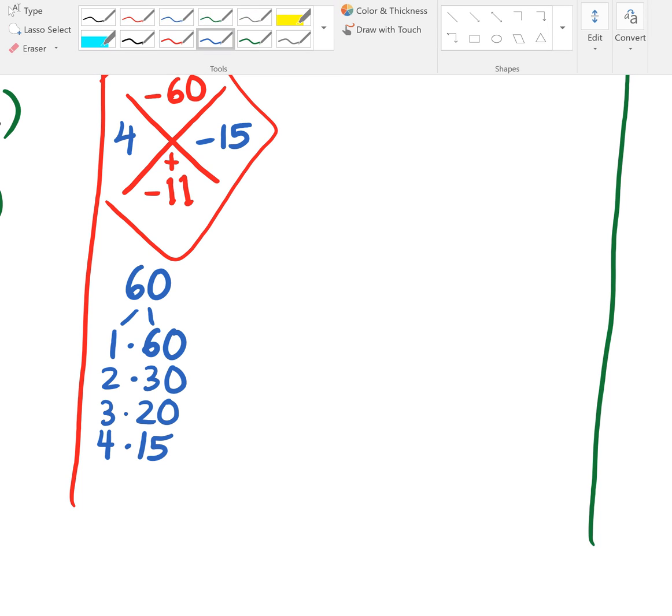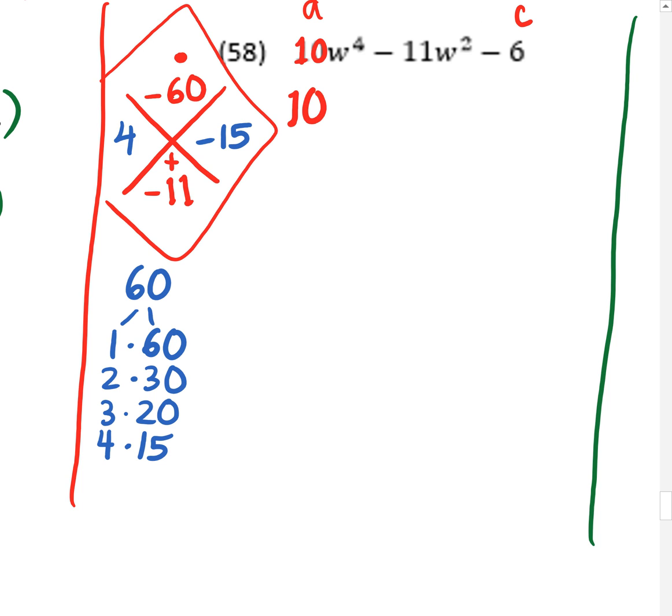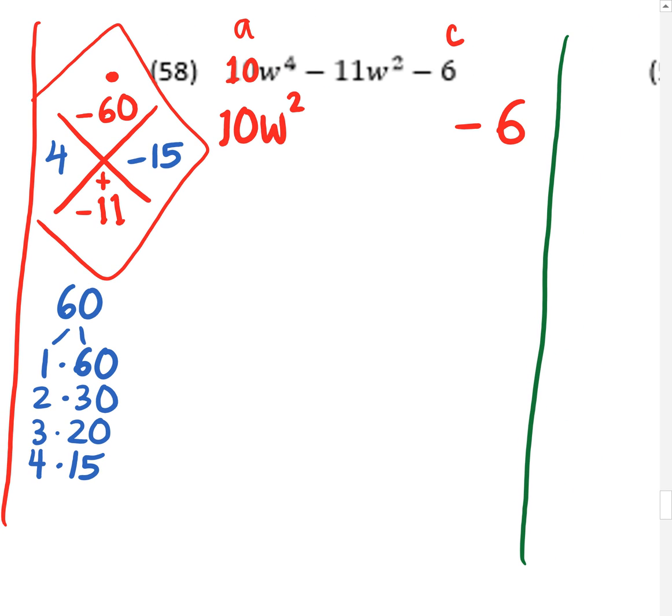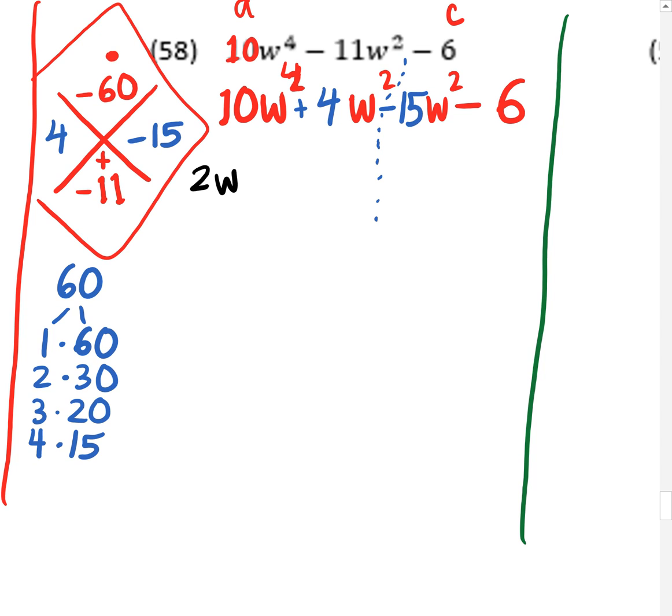Let's rewrite what we had to begin with. 10w to the fourth, and the last term is negative 6. But remember, the middle term is going to be the same variable, w squared. It's going to be split up into two terms whose coefficients are the numbers we found. So the first number we found was positive 4, the second one was negative 15. All right, now we're going to factor by grouping, and once we do that, we should be good to go. Between the first two terms, 10w to the fourth and 4w squared, they both have a 2w squared in common.